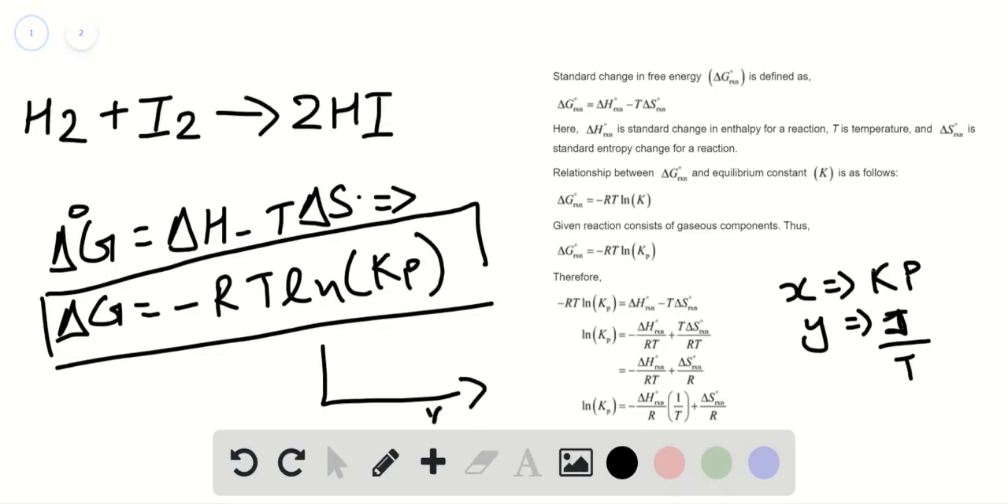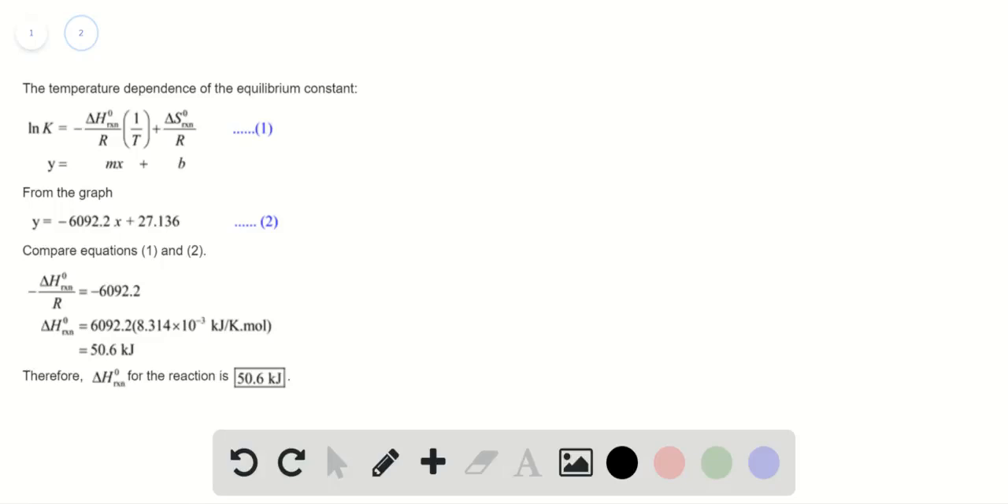we have 1 by temperature and KP falling downwards. From that, the temperature dependence of the equilibrium constant and delta H can be determined. It is shown in the next step. Using the X and Y coordinates, we have a delta H value of 50.6 kilojoules.